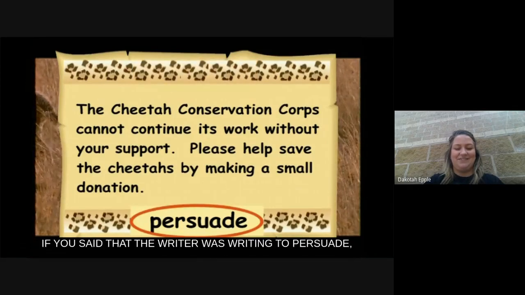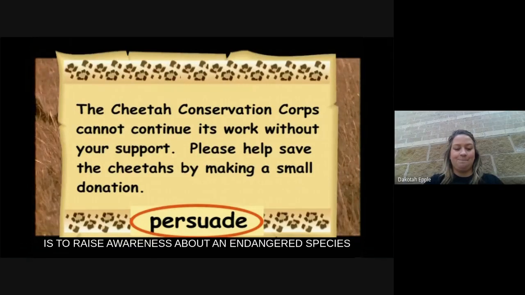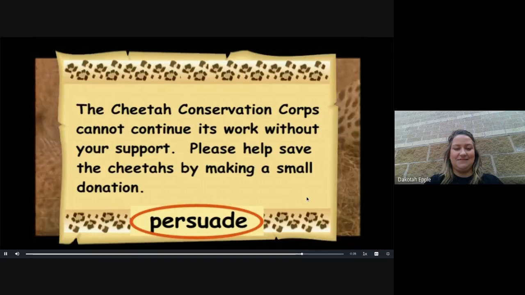If you said that the writer was writing to persuade, you were right. The writer's purpose is to raise awareness about an endangered species and to raise money.